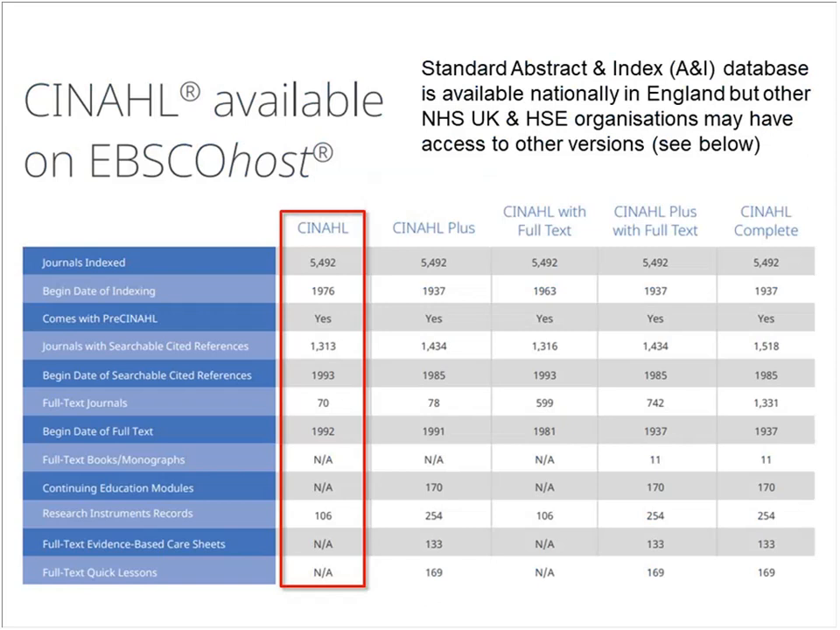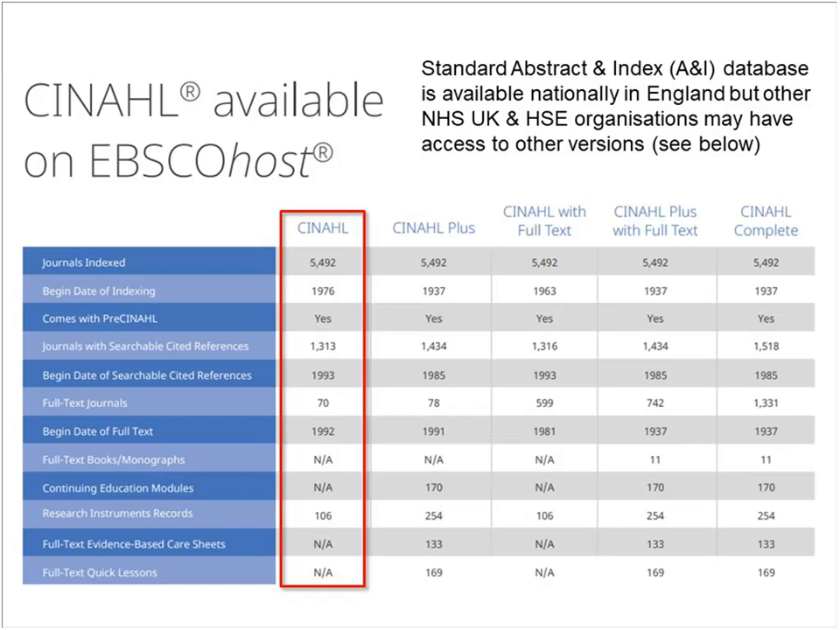You have pre-CINAHL indexed or in-process records being added, and you have a quantity of full-text journals. So there are 70 current full-text journals indexed in the basic CINAHL version, which contrasts, of course, with the 1,300 or so with CINAHL Complete. So that just gives you a snapshot of the specific version of CINAHL that we're looking at. And I'd add also that the steps that we're looking at today, the features, although the content may differ, the functionality as far as searching goes will be the same whichever version that you have access to.